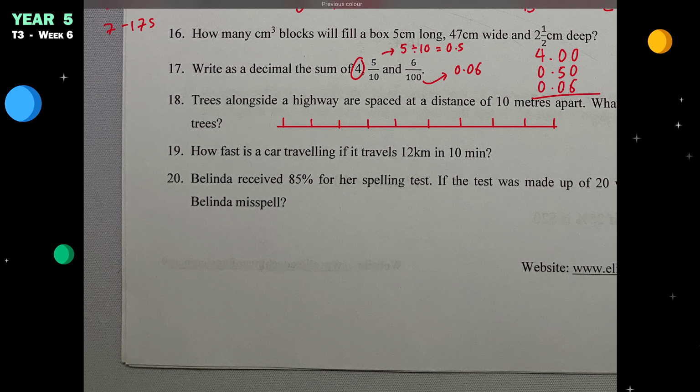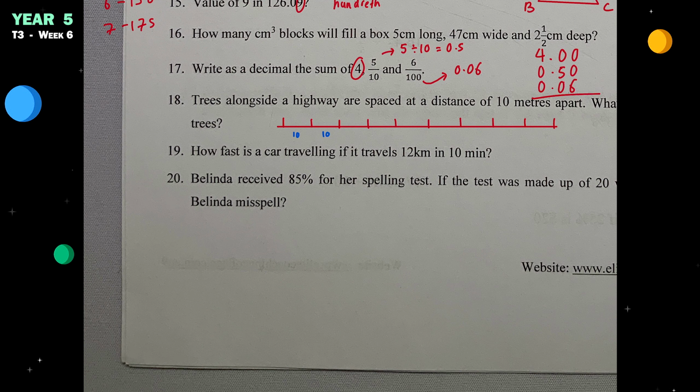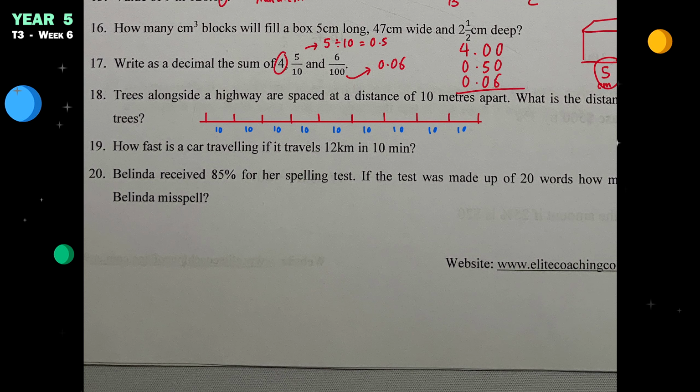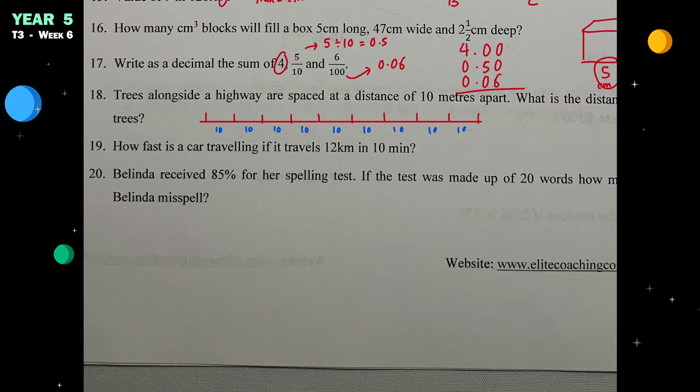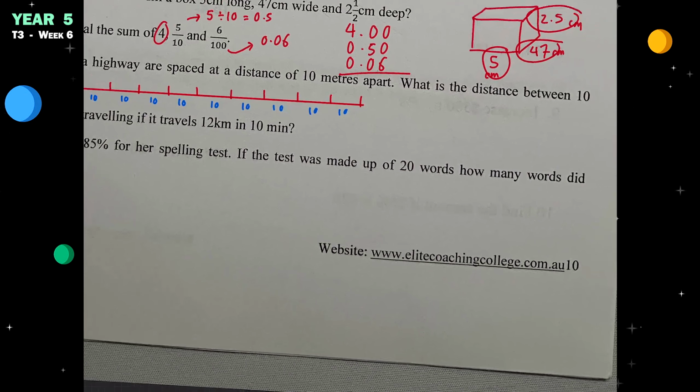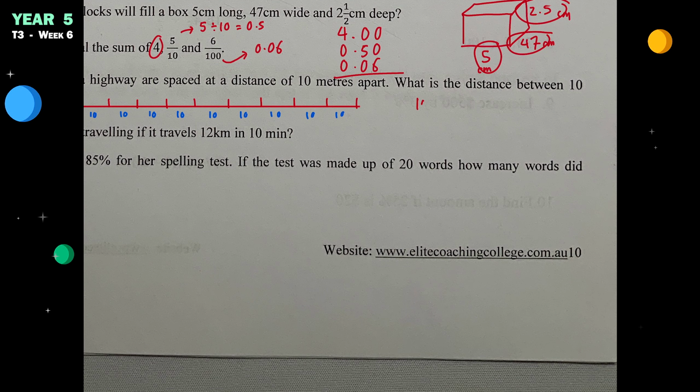So what does that mean? Between this first tree and the second tree is 10 meters there. 10 meters there. 10 meters there. They are 10 meters apart. Now you might be thinking, oh, that's easy, I'll just do 10 times 10, which is 100, and then you get the wrong answer. The reason you get the wrong answer is that if there are 10 trees or poles or whatever they choose to call it, there are 9 gaps.